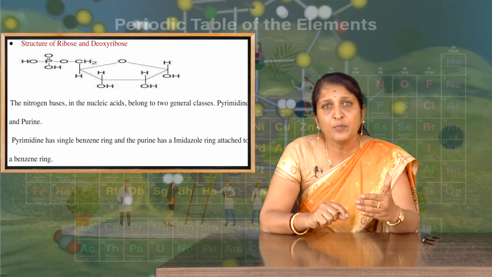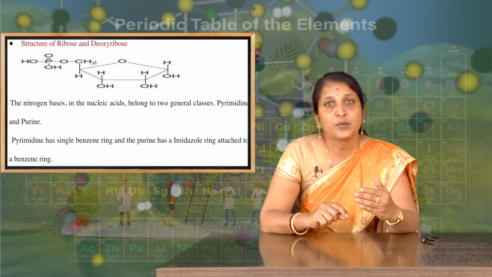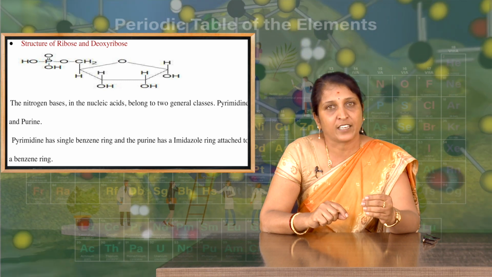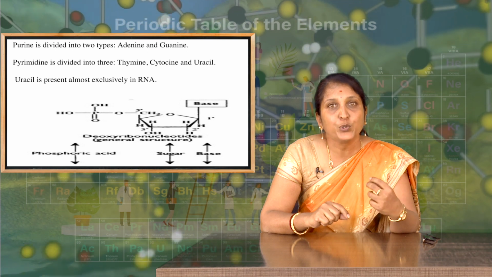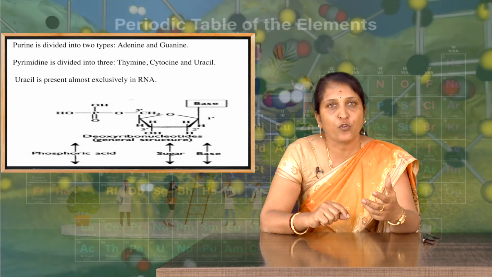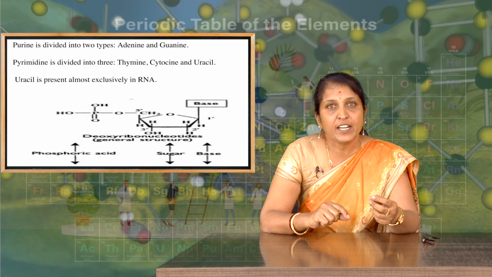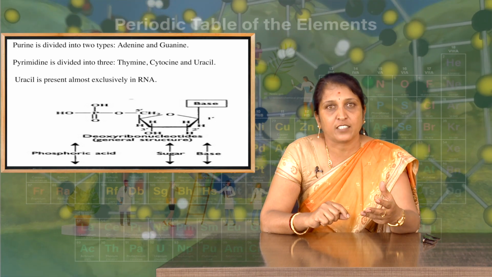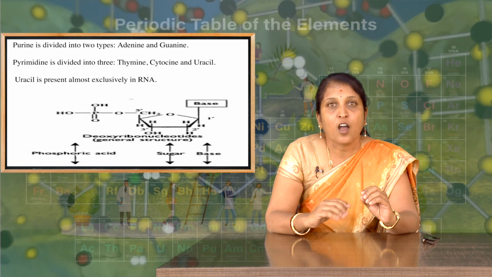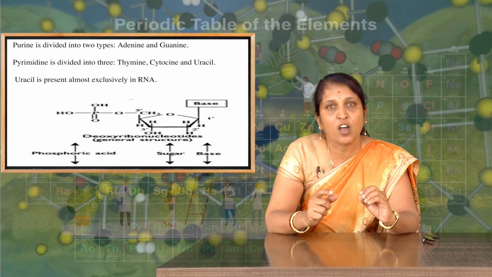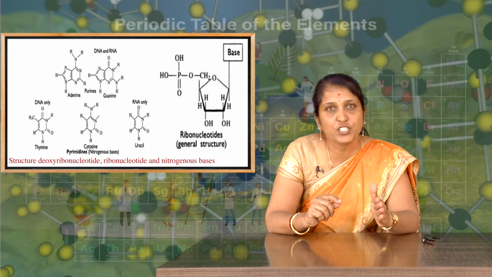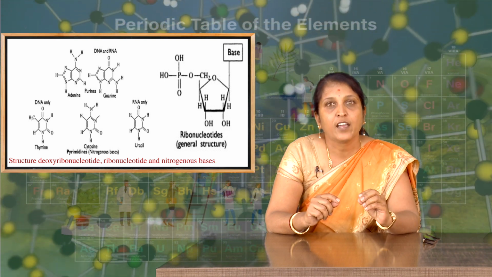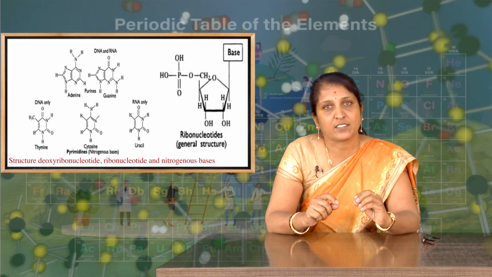Pyrimidine has a single benzene-like ring and purine has an imidazole ring attached to the benzene ring. Purine is divided into two types, adenine and guanine. Pyrimidine is divided into three groups, thymine, cytosine and uracil. Uracil is present almost exclusively in RNA. This is the structure of deoxyribonucleotide, ribonucleotide and nitrogenous bases.